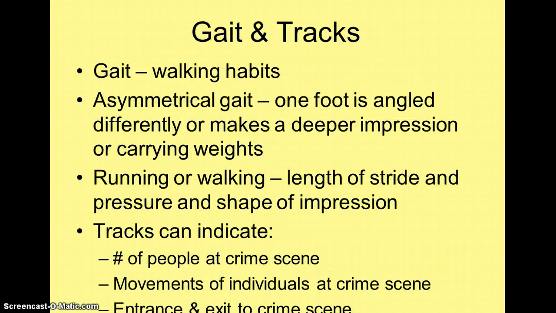Gait and tracks. A gait is your walking habit. However you normally walk is your gait. Asymmetrical gait is when one foot is angled differently or makes a deeper impression or carrying weights. Running or walking, the length of your stride, the pressure, the shape of the impression.